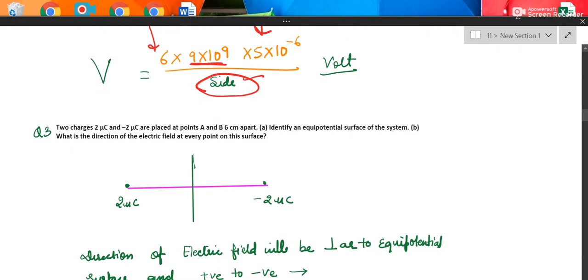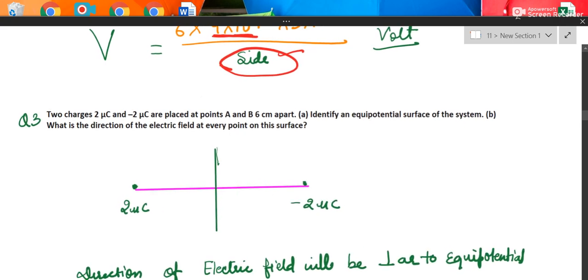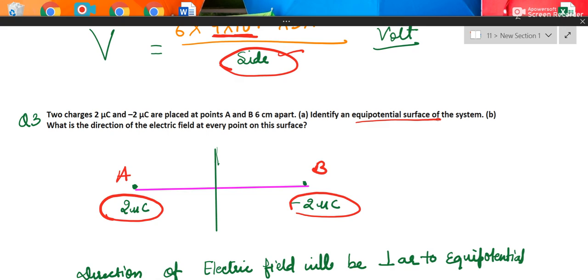Next question. Two charges, 2 and minus 2 microcoulomb, are placed at points A and B. So this is 2 microcoulomb and minus 2 microcoulomb placed at A and B. We have to identify the equipotential surface. The equipotential surface will be a plane perpendicular to their axial line. Okay, so I've drawn one. This is the equipotential surface. It's a plane perpendicular to the line connecting them.